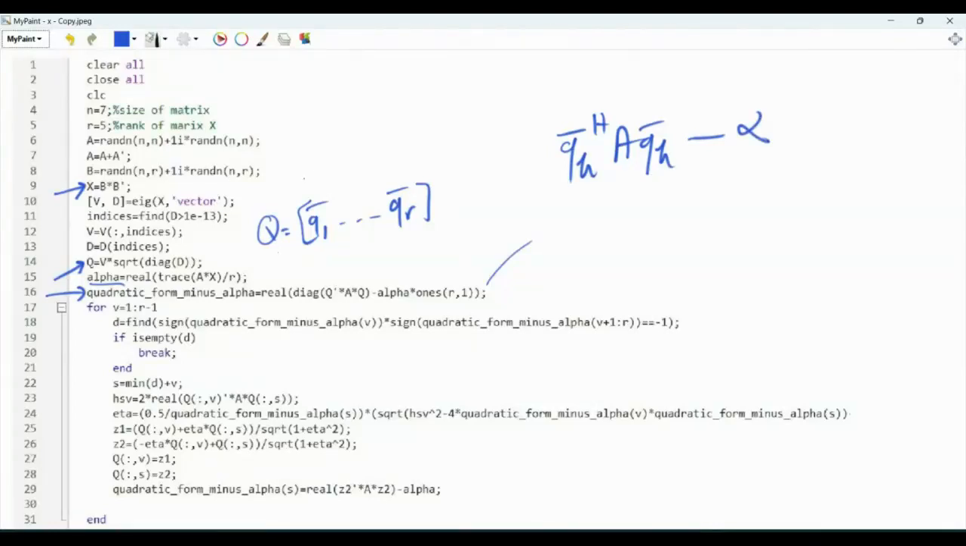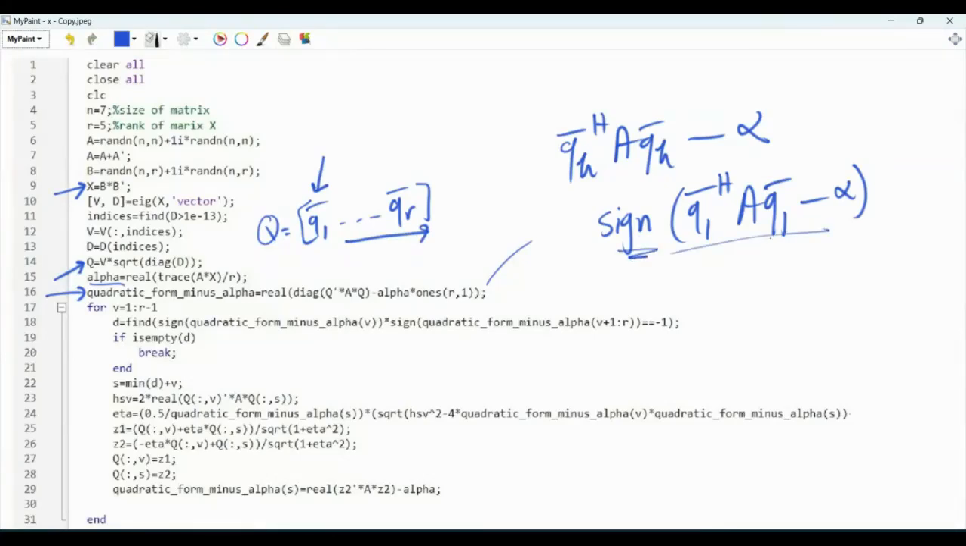And then we take the first vector here. We take this vector and we find the sign of Q bar 1 Hermitian A Q bar 1 minus alpha. This will be positive or negative. Now we search for another vector which gives a different sign. So if this is positive, then the other vector gives negative and vice versa. In other words, if this quadratic form is greater than alpha, we want another vector with a quadratic form that is less than alpha, or vice versa. And then we do our modification.